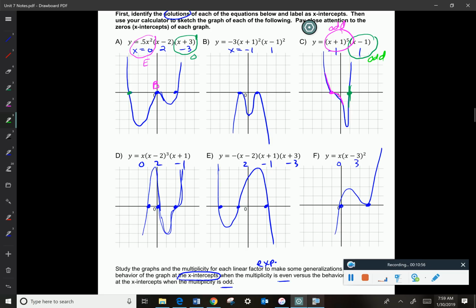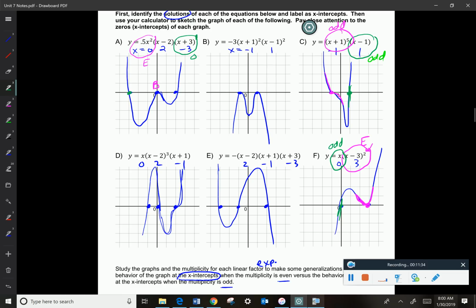Let's see if I can find one. Oh, I know. Go down to letter F. If you go down to letter F, so the x minus 3, right? The x minus 3 here, the multiplicity is 2. So at that 0, over here at 3, because the multiplicity was even, do you see that the graph comes down and it actually bounces at that point? It doesn't actually go all the way through the x-axis. Whereas if you look at the first factor, x right here, that's to the first, right? It has an odd multiplicity, and yet at that 0, the graph actually passed all the way through.